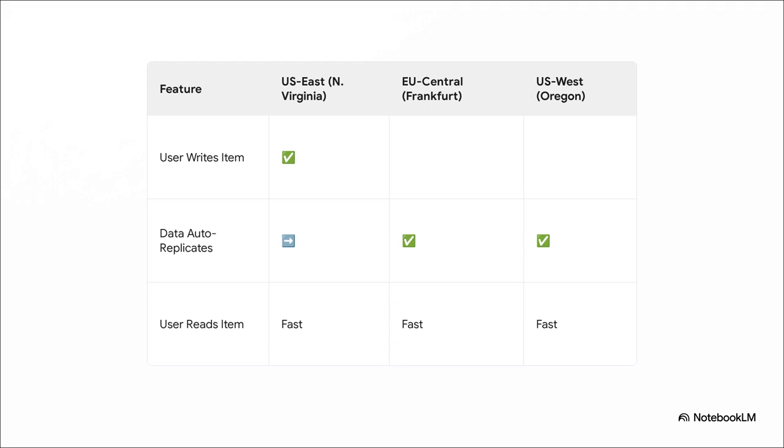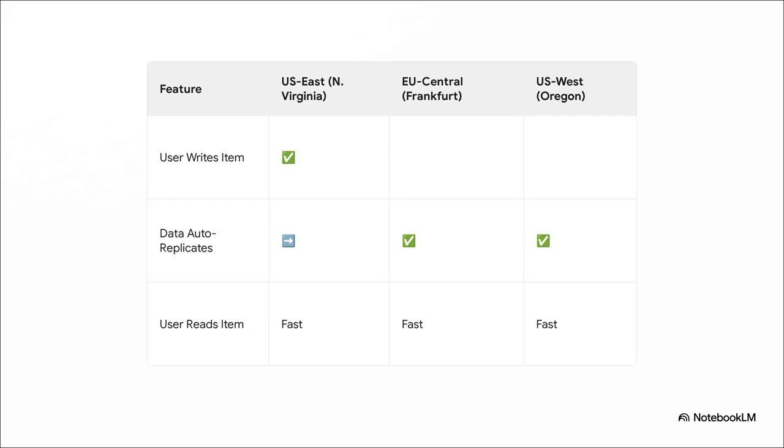So let's just walk through this, because this is where the magic really happens. Imagine a user in North America writes a new piece of data. That's the checkmark you see under US East. Instantly, DynamoDB automatically replicates that data to the other regions, to Frankfurt and to Tokyo. So now, when users in Europe or Asia need to read that same piece of data, they get it from their local copy, giving them the fastest possible response. It's absolutely perfect for something like a global leaderboard in a game. Every player sees the updates instantly, no matter where they are.